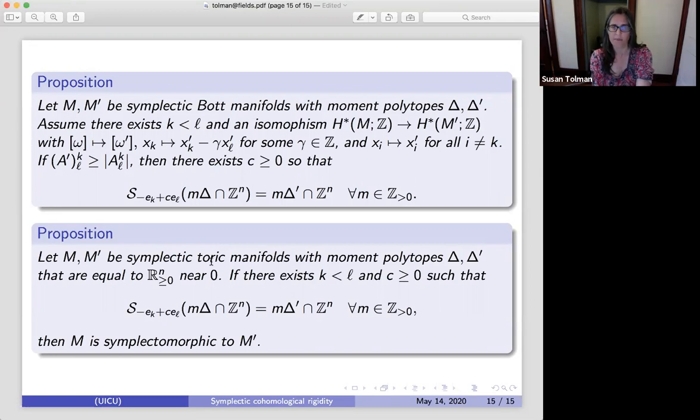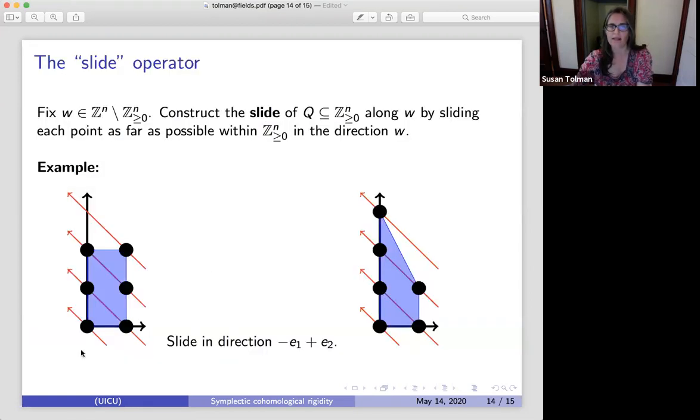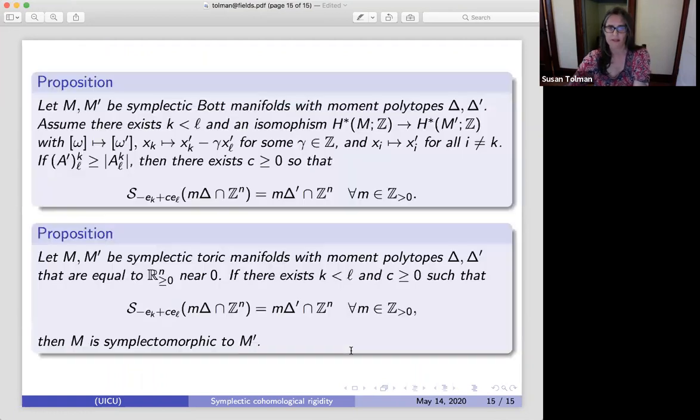But I want these polytopes to be equal to the positive orthant near 0. Again, I can always achieve that. I just have to put them into standard position. So you see here are my coordinate axes. If I just look at a little neighborhood of 0, both of these polytopes just look like the positive quadrant. So that's good. So I want to assume I've put my polytopes into that standard form.